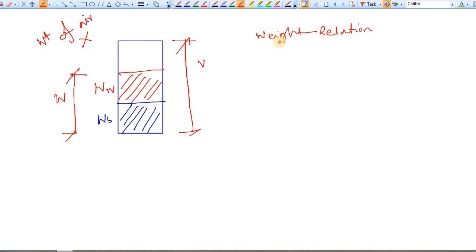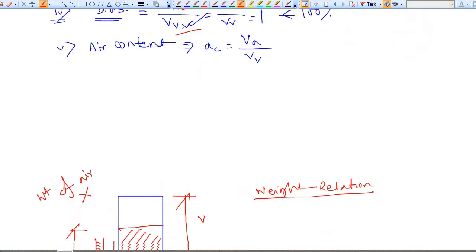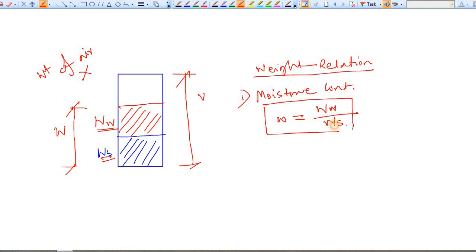First weight relation is your moisture content. Here it was degree of saturation, which relates water and void. And here this is moisture content. The first one is moisture content. So what is moisture content? Moisture content is defined with small w, that is the ratio of weight of water to the weight of solid. So weight of water to the weight of solid is known as your moisture content.